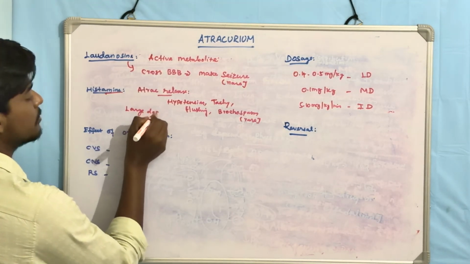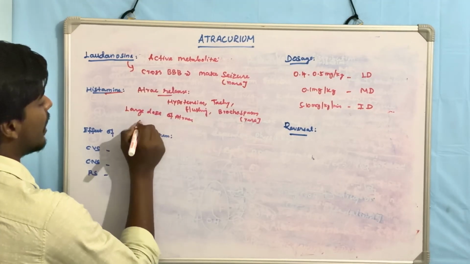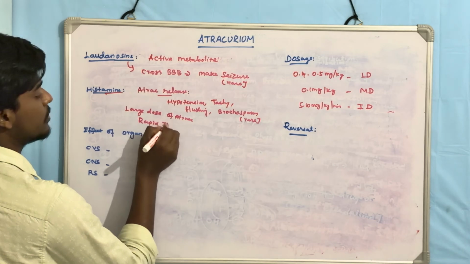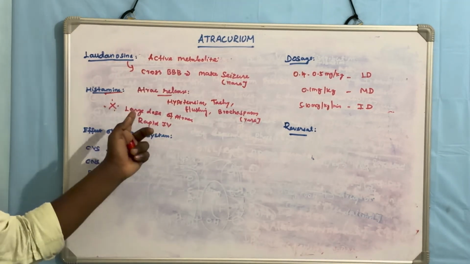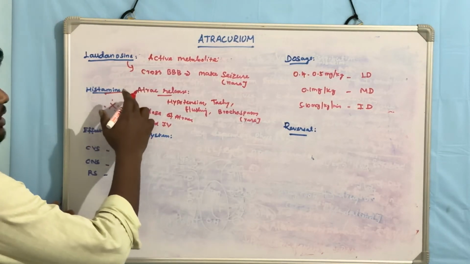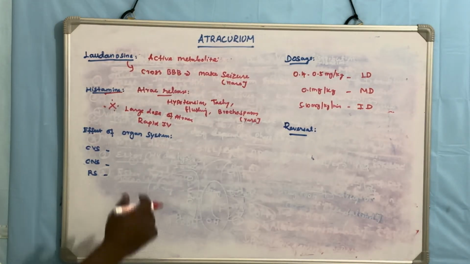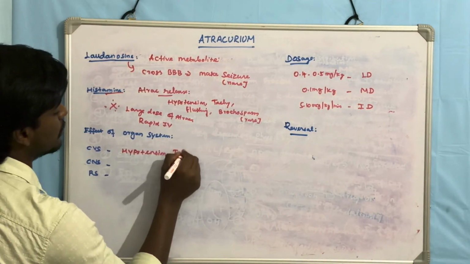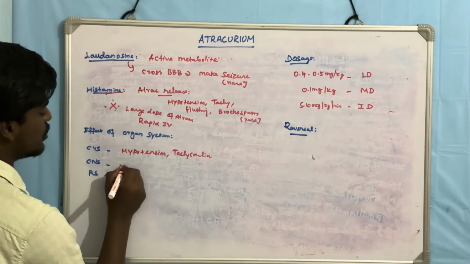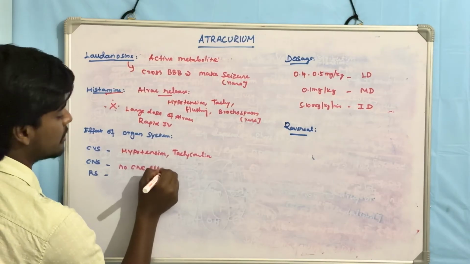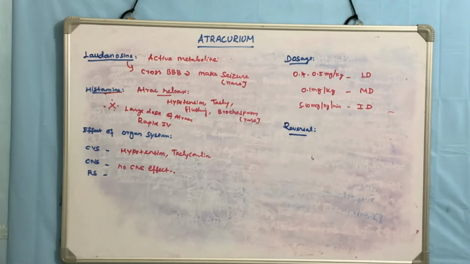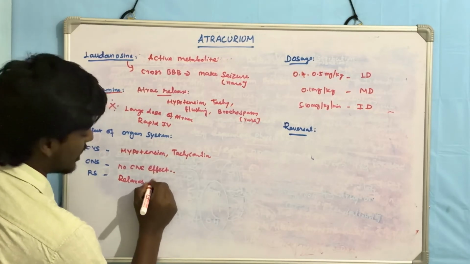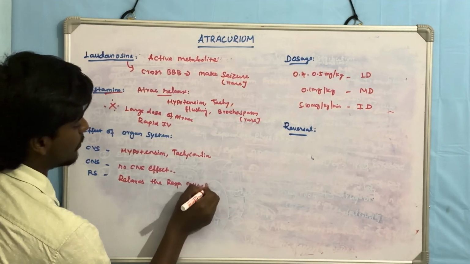So be cautious with a large dose of Atracurium. When you give Atracurium in a large dose or rapidly, there is a high chance of histamine release, which gives these kinds of complications in the organ systems. In the CVS, it's hypotension and cardiac effects. In the CNS, there is no effect because it doesn't cross the blood brain barrier, but laudanosine can cause seizures. In the respiratory system, it relaxes the respiratory muscles, so you need mechanical ventilation.